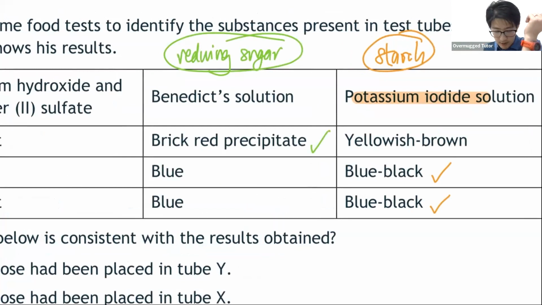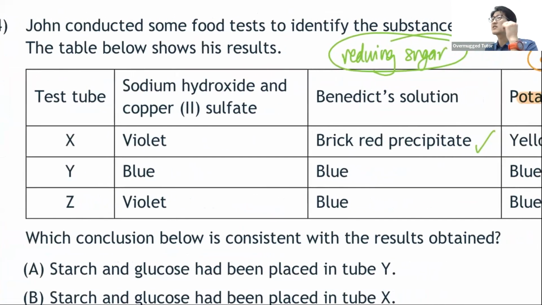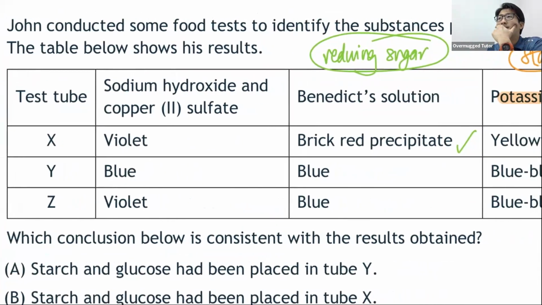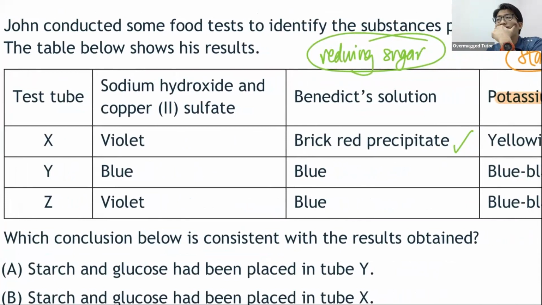And last but not least, Brian, what is this mixture? Of all the mixtures in the world, I've already narrowed it down for you. This is one of your food tests. You only learn four. Benedict's is for reducing sugars, iodine for starch. You're only left with what for protein? What's the name? Biuret for protein. And last but not least, ethanol emulsion for fats.